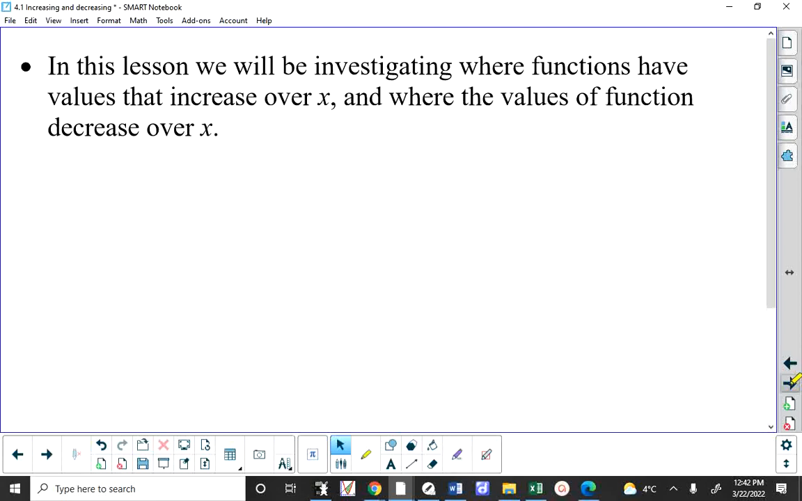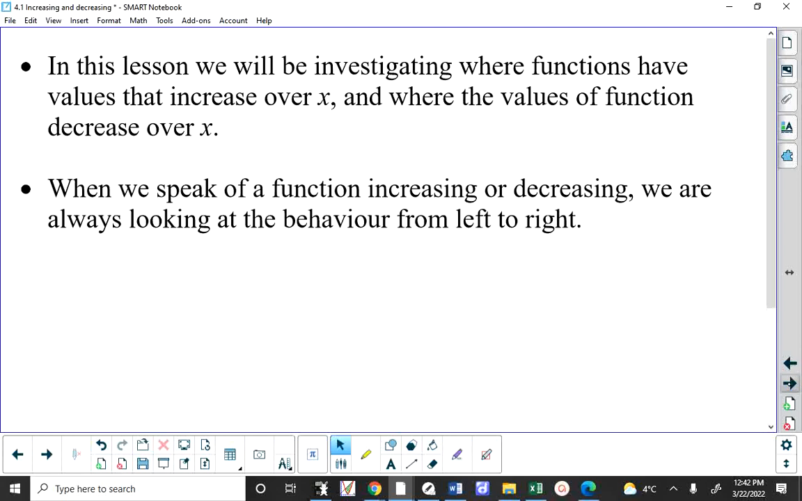And when I say over x, that's an important idea, that we're always looking at behavior from left to right graphically. So over x means as x increases, what happens to y? We're going to formalize this in a second, but if y is increasing as x goes up, then you have a positive slope. The graph is climbing. If it were a graph of money as a function of time, the amount of money would be increasing. That's an increasing function.